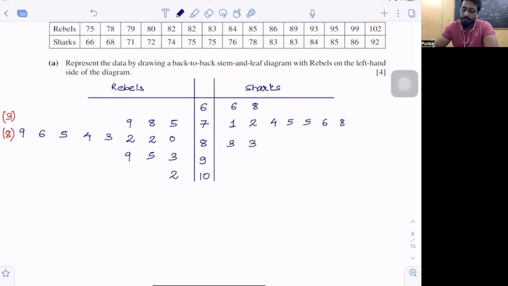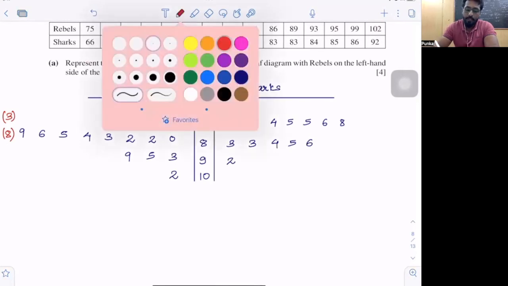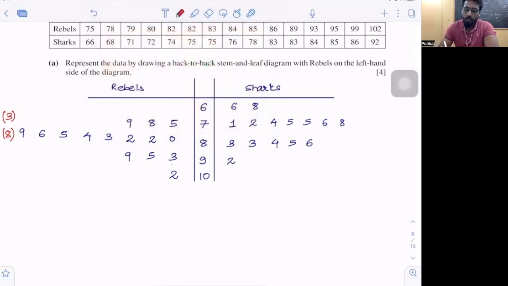Then there is 84, 85, 86, and 92. Okay. Now let's quickly count the values. So this is 1, 2, and 3 values. So I write 3 over here. There's only 1 value at the end. So I write 1 over here.